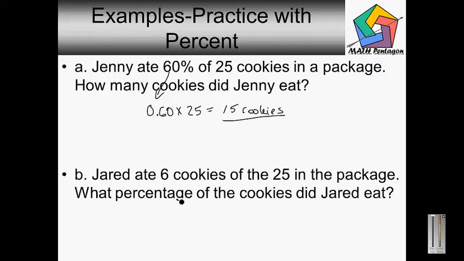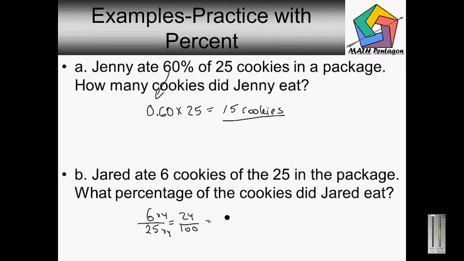Okay, the next question is Jared ate 6 cookies of the 25 in the package. What percentage of the cookies did Jared eat? So Jared ate 6 cookies out of the 25. So we put this in fraction form. 25 is the total number of cookies, and he ate 6 out of the 25, so we put that in our numerator. So it would be 6 over 25. Now I want to make this an equivalent fraction, so 25 goes into 100 4 times, and 6 times 4 is 24. So now we have 24 over 100.